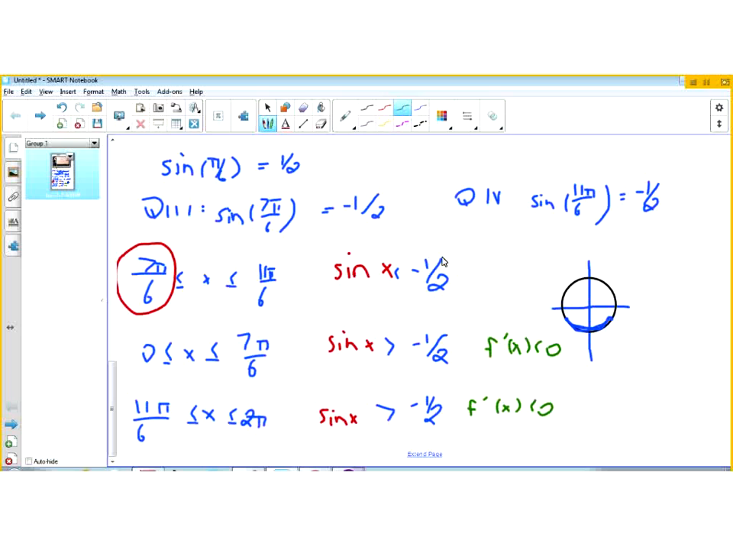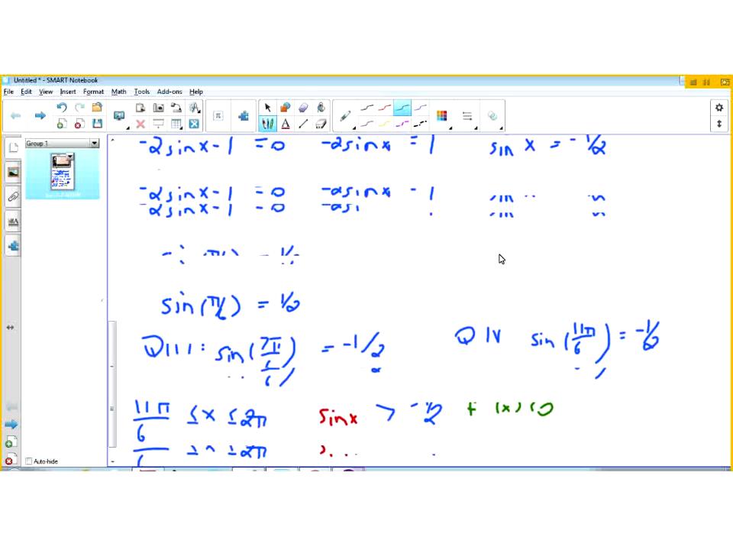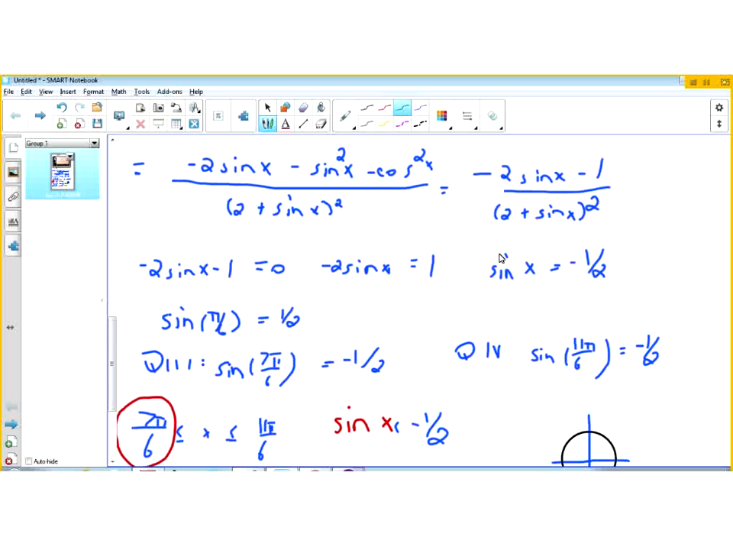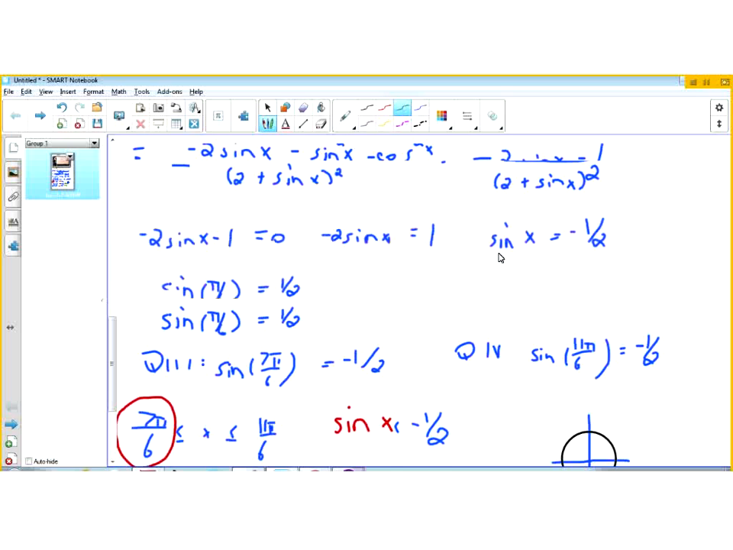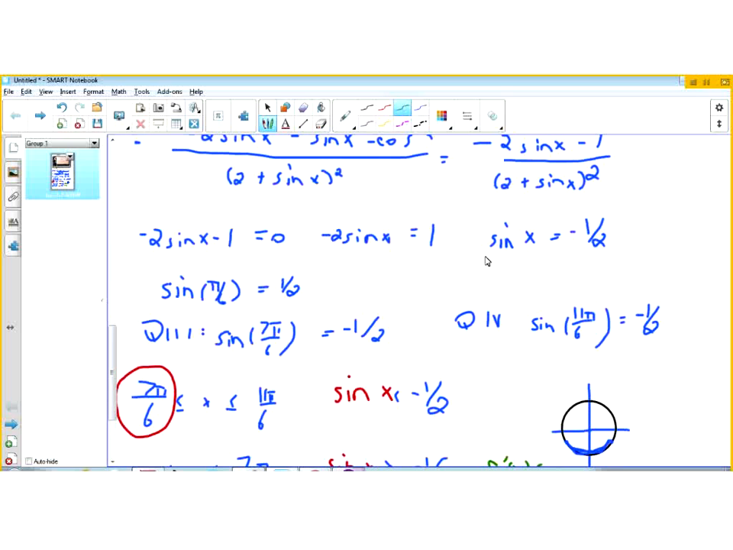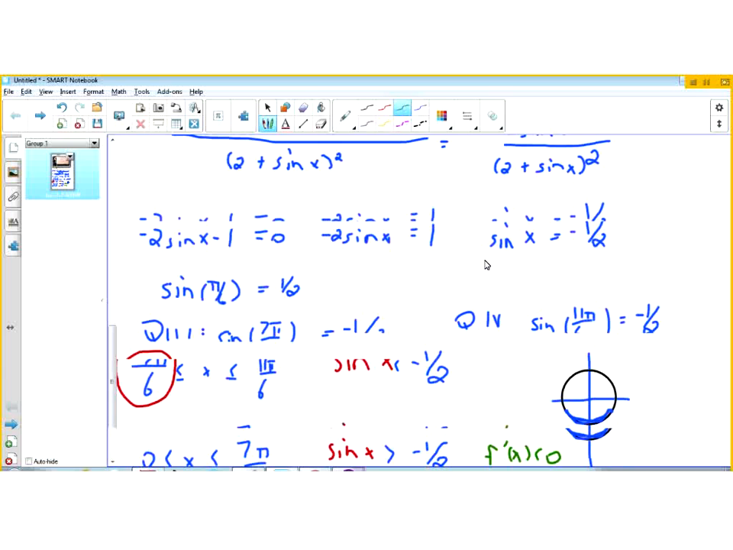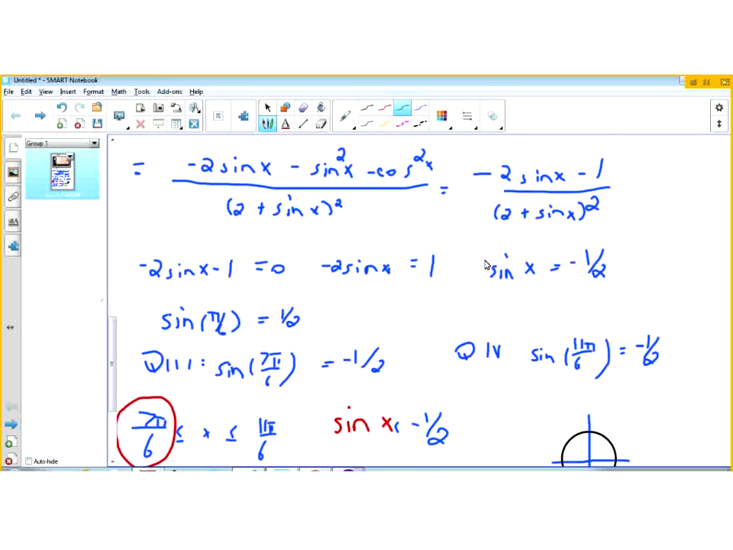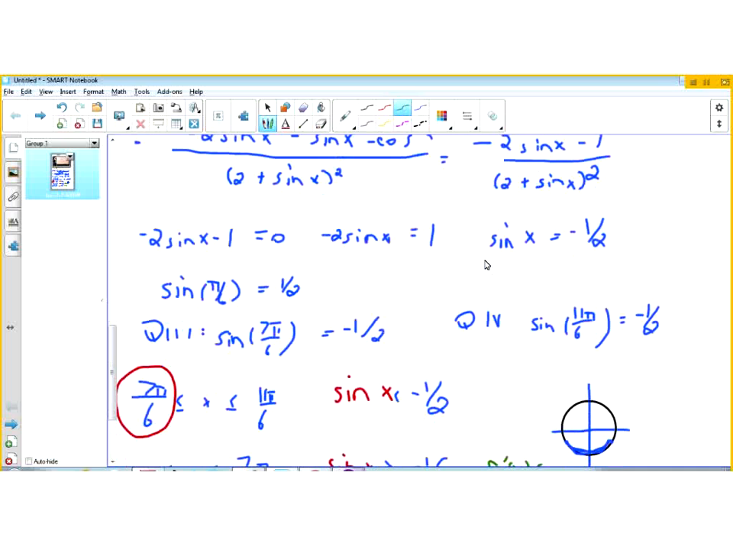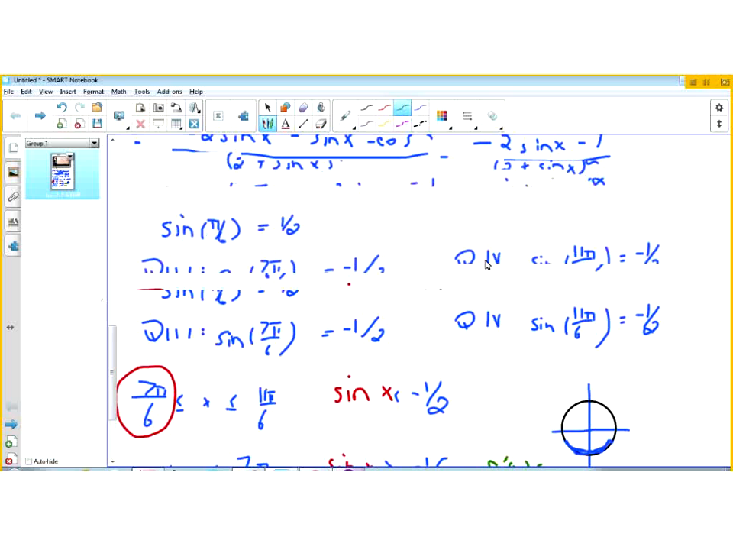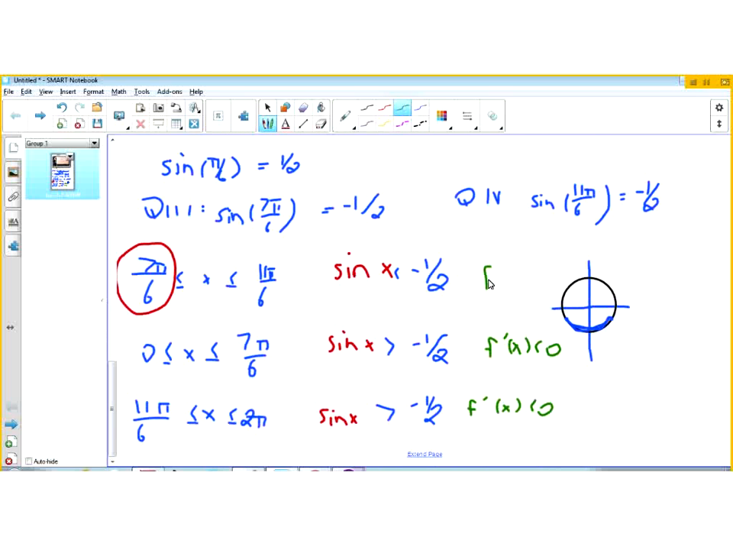And then when we're less than negative 1/2, say like negative 1, for instance, if sine x equals negative 1, or negative 2/3. This is a tricky problem. If we're less than negative 1/2, then on this interval, f prime of x will be greater than 0.